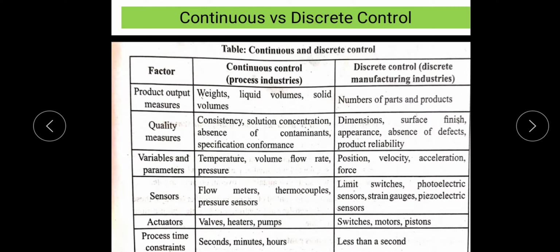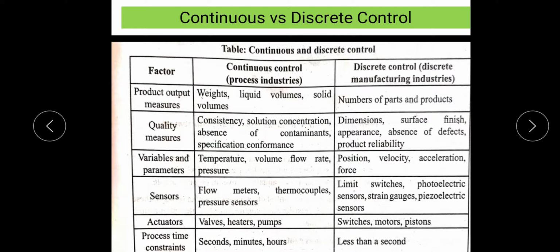Okay, now coming to continuous versus discrete control. There are two types of control: continuous control and discrete control. In continuous control, the variables and parameters are continuous and analog. In discrete control, the variables and parameters are discrete, mostly in binary format. Continuous and discrete control factors are compared in a table as given below, dear students. That is, the table of continuous and discrete control.